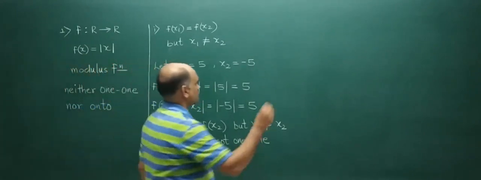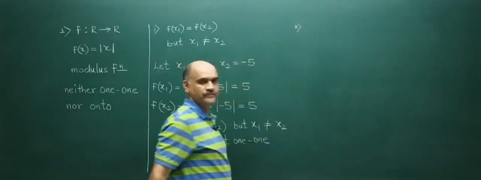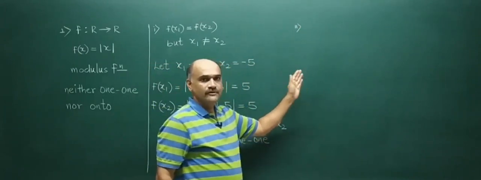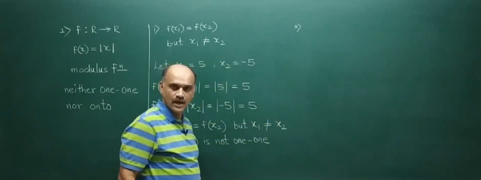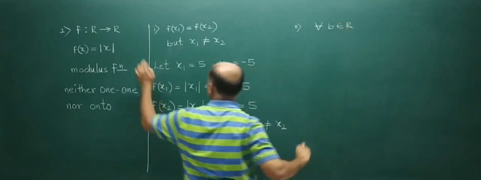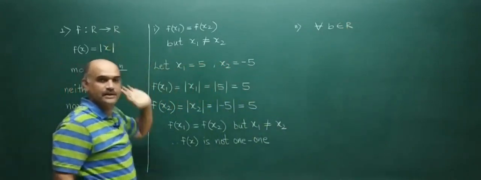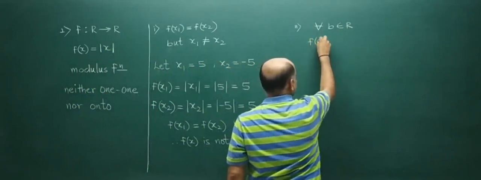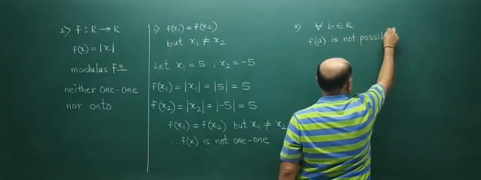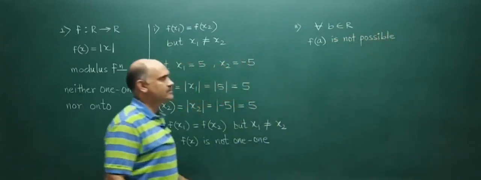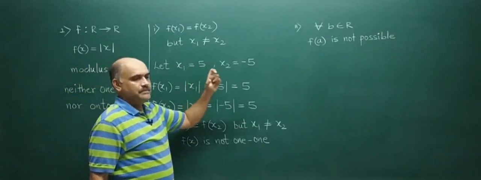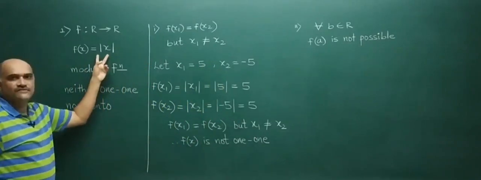Now if I take onto, so in onto how did you used to take? f of a is equal to b for all values of b belongs to R. So here, for all values of b belongs to R, because the second set is the real numbers, you are required to show that f of a equal to b is not possible, or not true. Now again you take an example b, which will not be possible in this function.